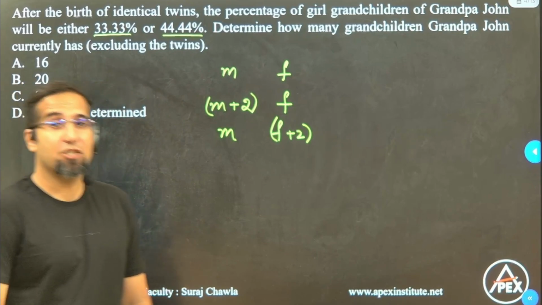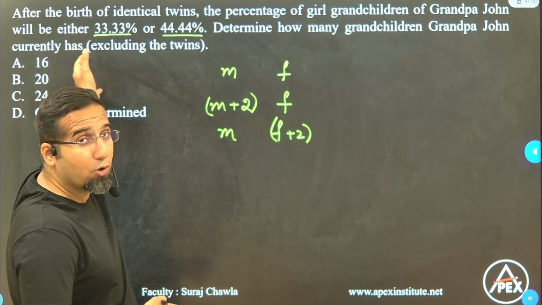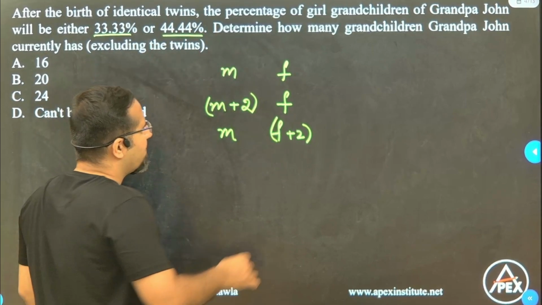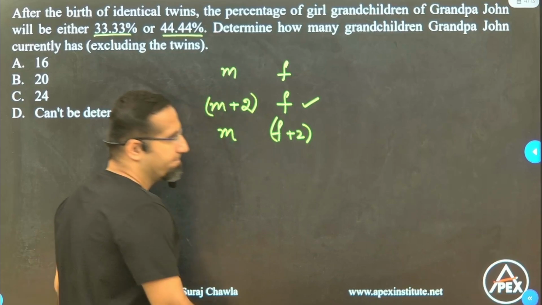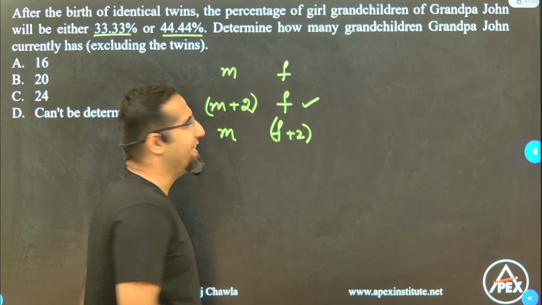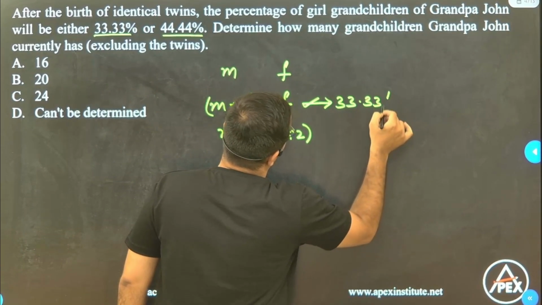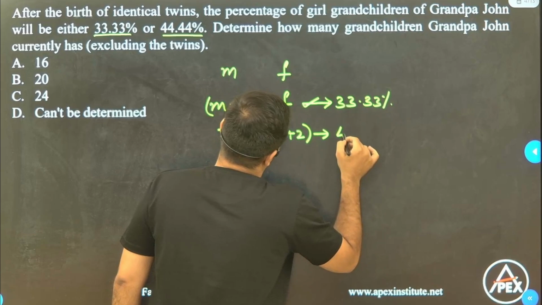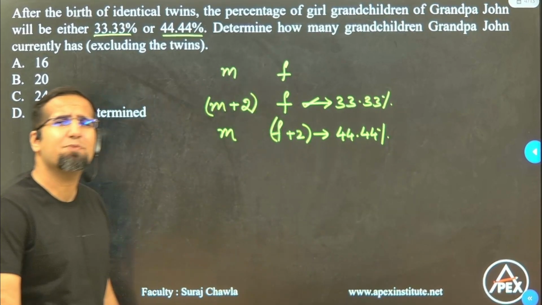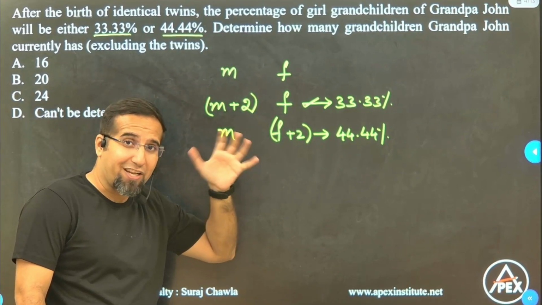अब हमको बताया जा रहा है कि फीमेल ग्रैंड चिल्ड्रन का परसेंटेज इज आइदर 33.33 और 44.44। तो अगर हम इन दोनों को देखें तो यहां पे फीमेल ग्रैंड चिल्ड्रन है f, बट यहां पे फीमेल ग्रैंड चिल्ड्रन है f+2। सो ऑब्वियसली इस केस में फीमेल ग्रैंड चिल्ड्रन का परसेंटेज होगा 33.33%, इस केस में फीमेल ग्रैंड चिल्ड्रन का परसेंटेज हो जाएगा 44.44, क्योंकि टोटल दोनों केस में सेम है। द टोटल नंबर ऑफ चिल्ड्रन इज मेल प्लस फीमेल प्लस 2। आर गेटिंग द पॉइंट गाइस, राइट?